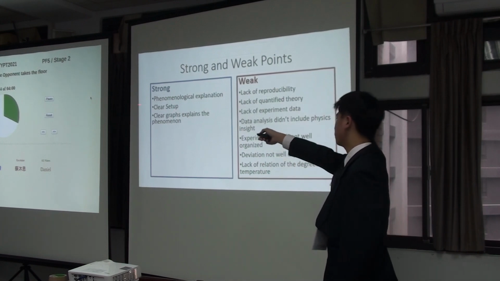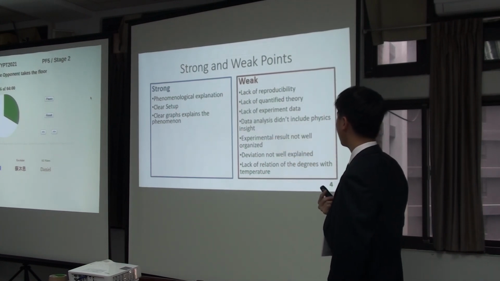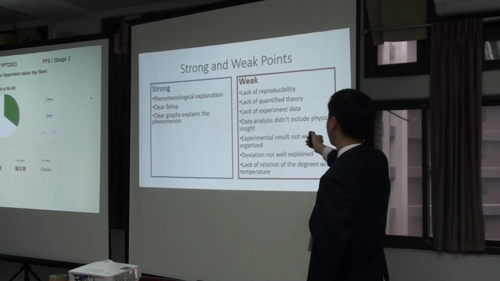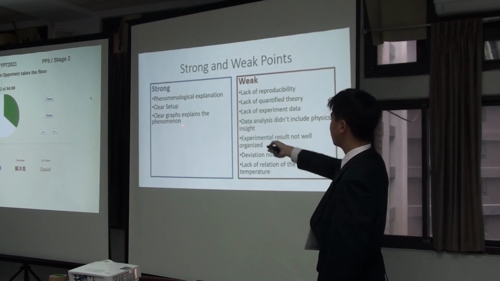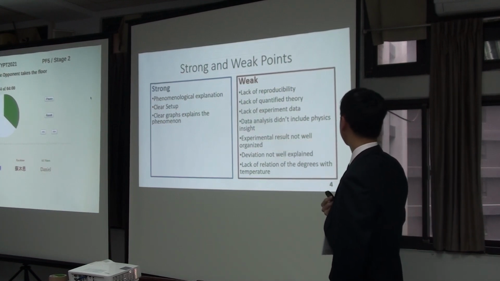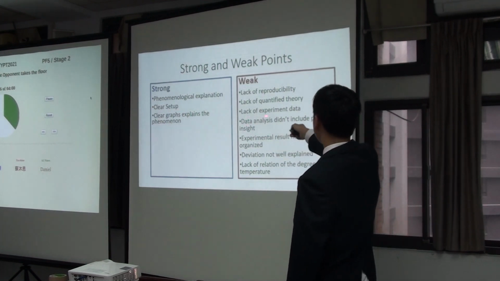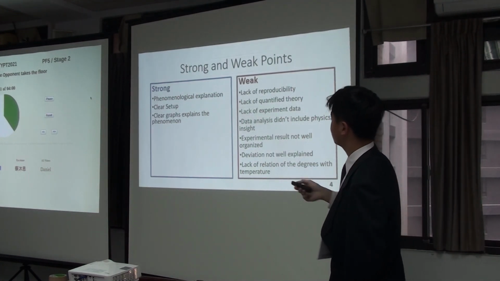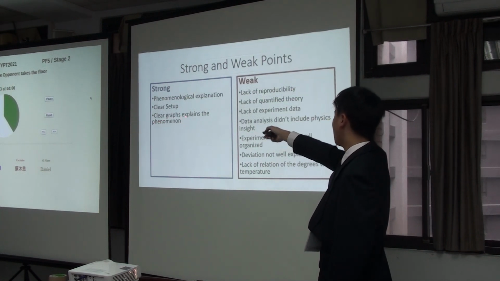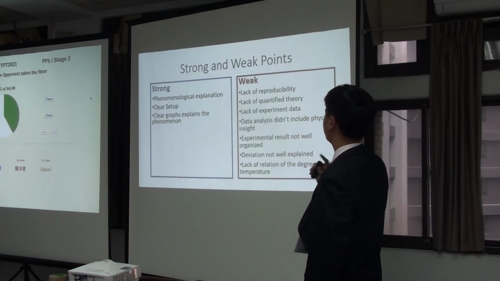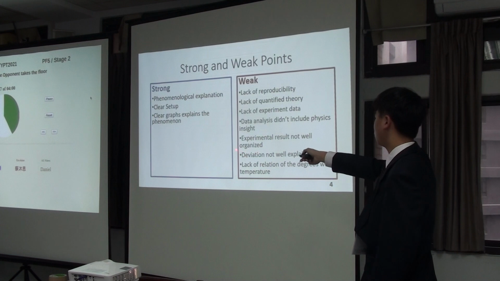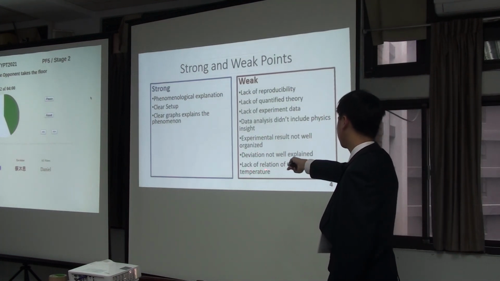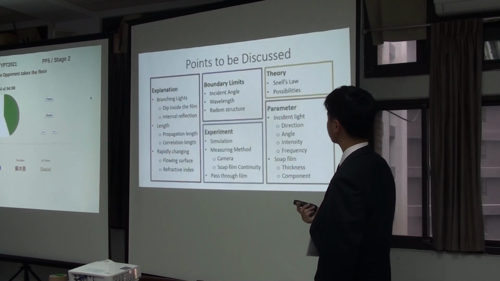First, he has a phenomenological explanation about the branching light tracks, but his experiments lack reproducibility and he has no quantified theory. For the next part, we have a clear setup using the camera and the bubble, but he lacks experimental data and analysis of experimental data in graphs. And also, he has clear graphs which explain these phenomena, but the experimental result was not well organized and the deviation was not well explained. And finally, he lacked a relation between the degrees and the temperatures.